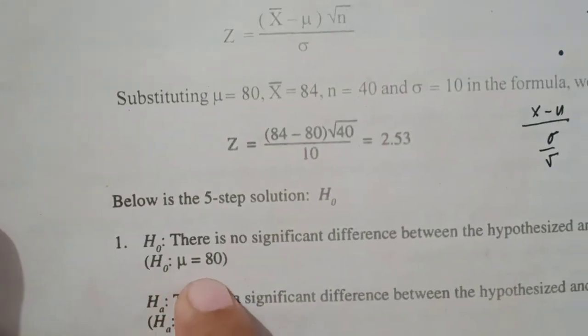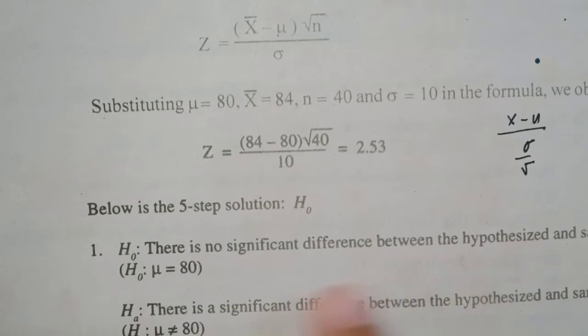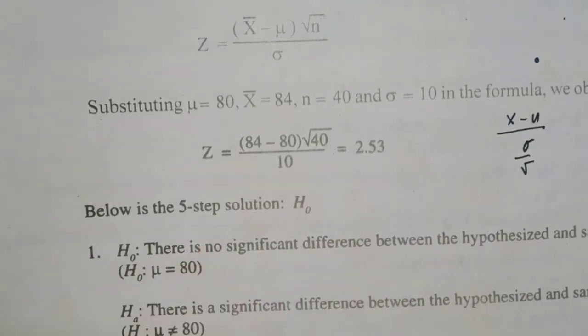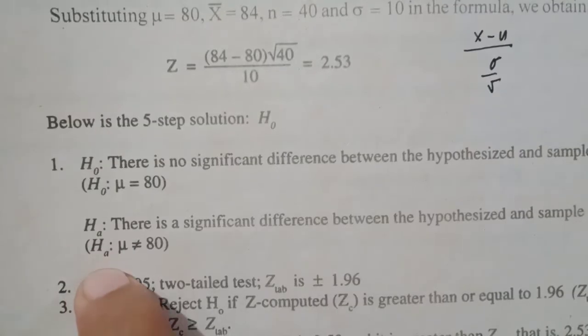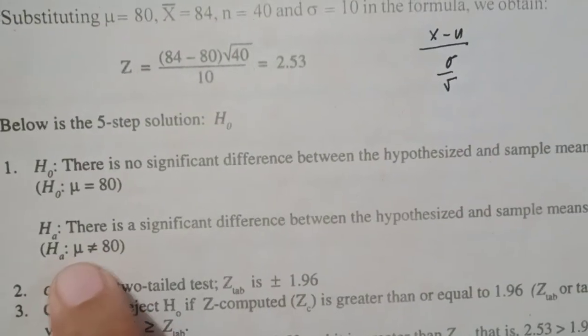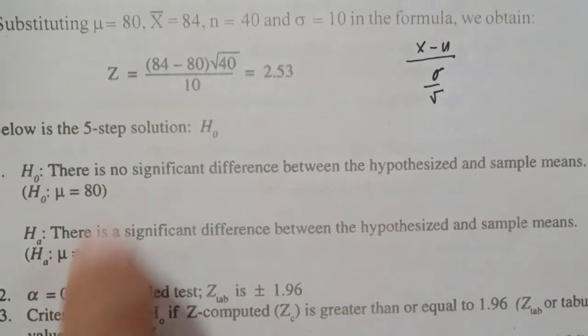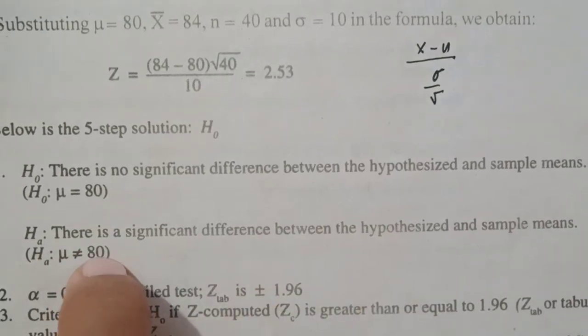Ang null hypothesis, there is no significant difference. Wala siyang pagkakaiba. So, equal. So, ang ating alternative hypothesis, there is a significant difference. So, not equal. Okay?